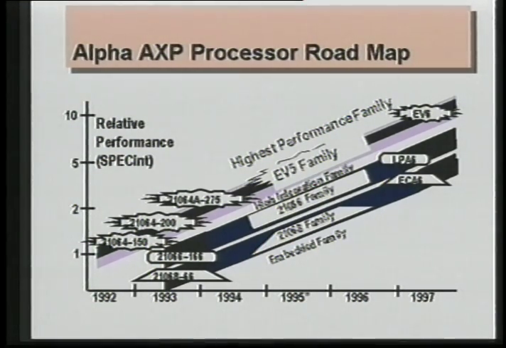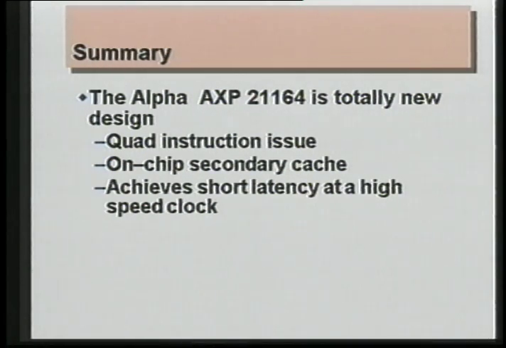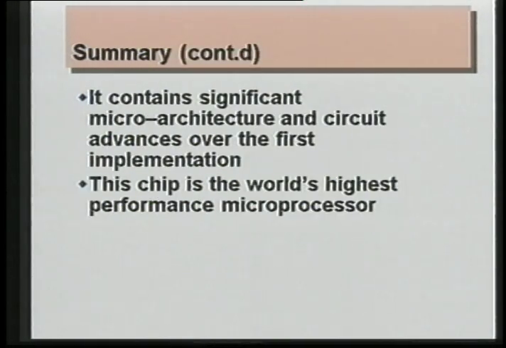So to summarize, the 21164 is a totally new Alpha microprocessor. It has quad instruction issue. It has a large on-chip second-level cache that's write back. It has a high-throughput non-blocking memory subsystem. It achieves short latencies in all the functional units with a very fast CPU clock rate. And it runs extremely fast, typically 300 megahertz. It contains significant improvements over the previous generation, and it's the world's fastest, highest performance microprocessor.